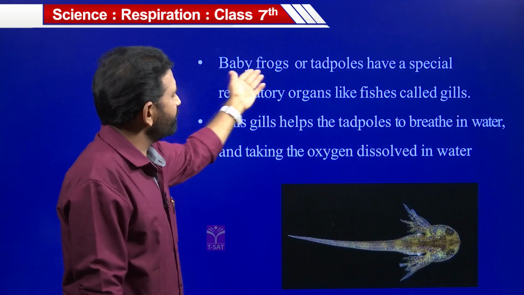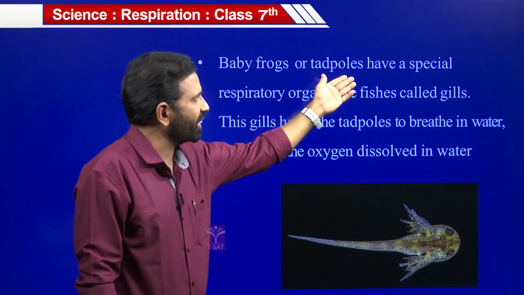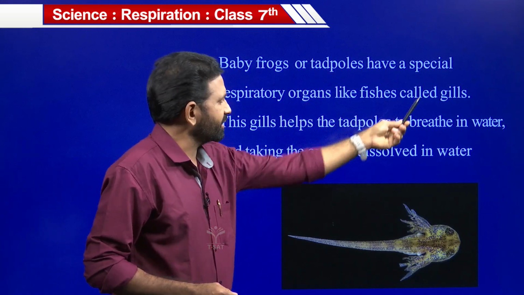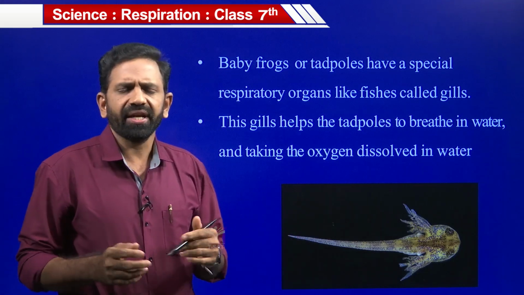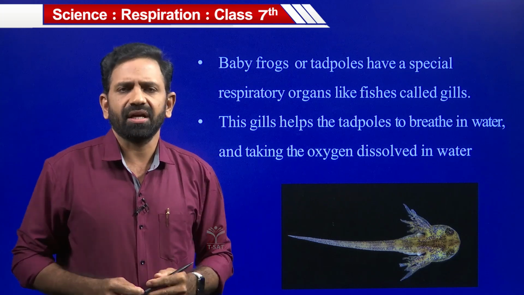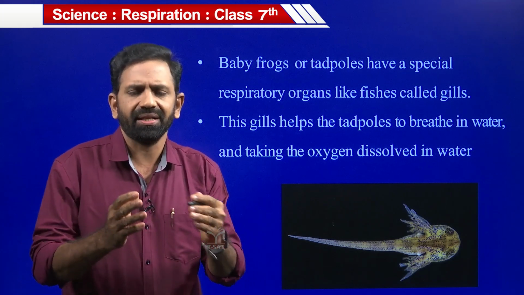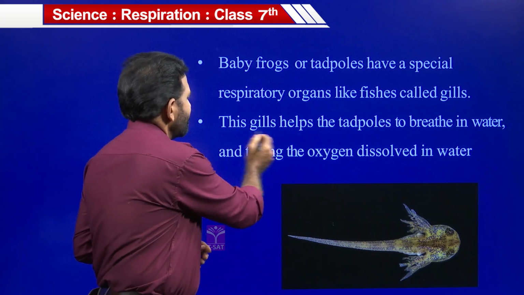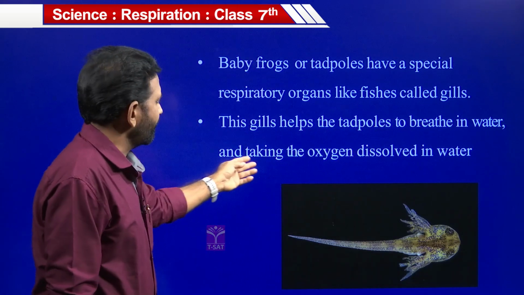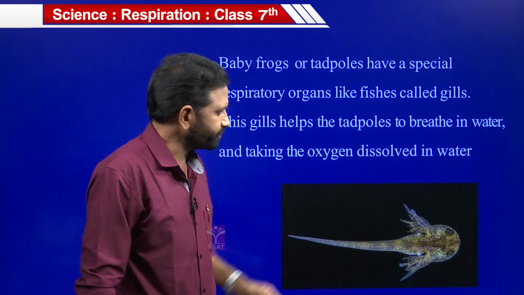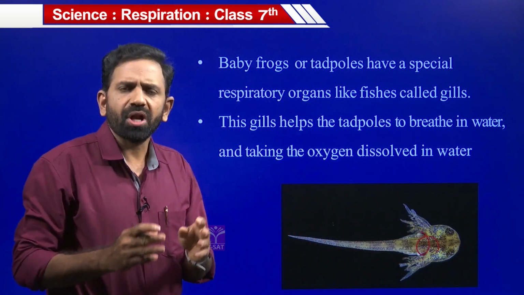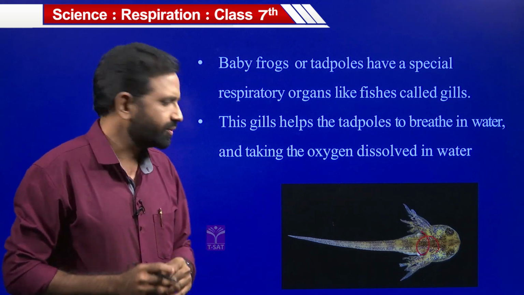Students, baby frogs or tadpoles have special respiratory organs like fishes, called gills. If we take the tadpole larva of a frog, it has specialized respiratory organs called gills. These gills help tadpoles breathe in water and take the oxygen dissolved in water. So look at this picture. This is a tadpole larva of a frog.